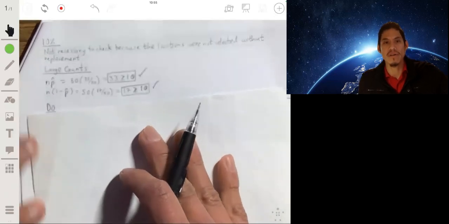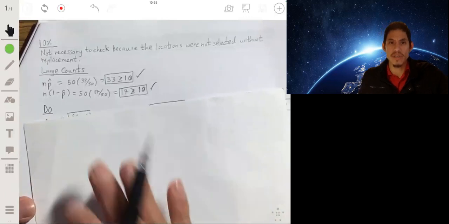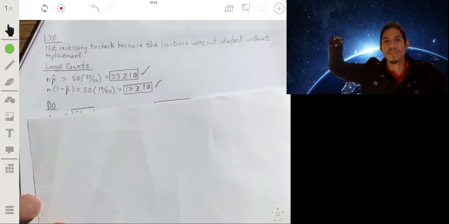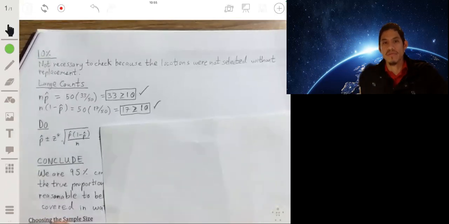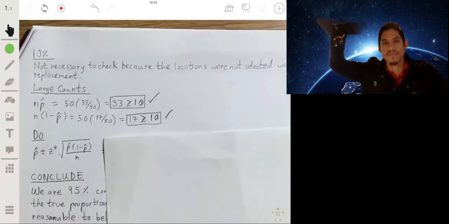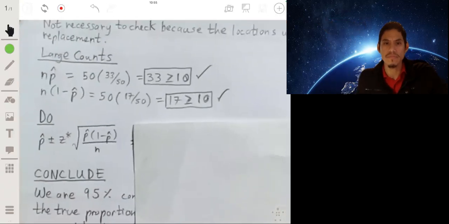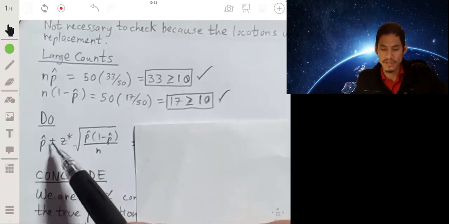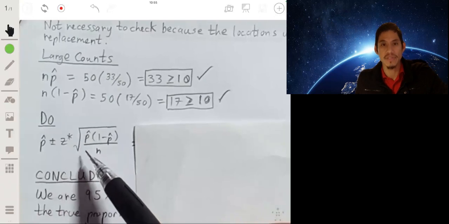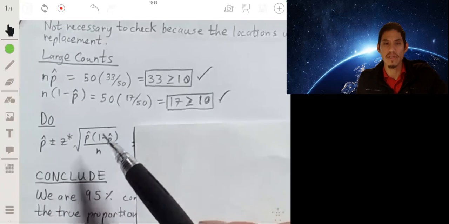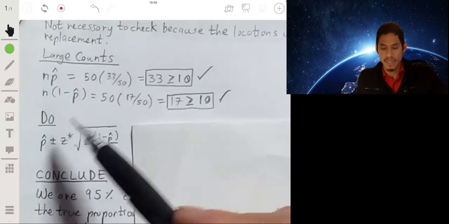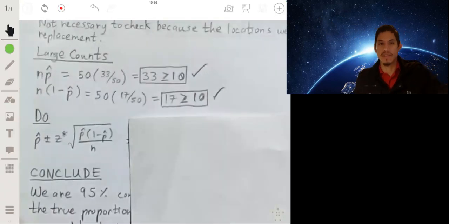Okay, now we go to our calculation, our do step. So we're going to use our one sample z interval. Let's first rewrite it over here. I'm being careful not to give away the answer. We're going to use our p hat plus or minus z star times the square root of p hat times 1 minus p hat all over n. So let's first convert these into decimals.